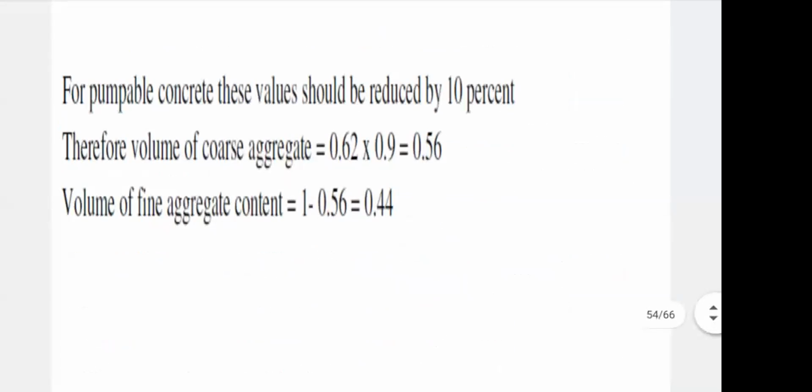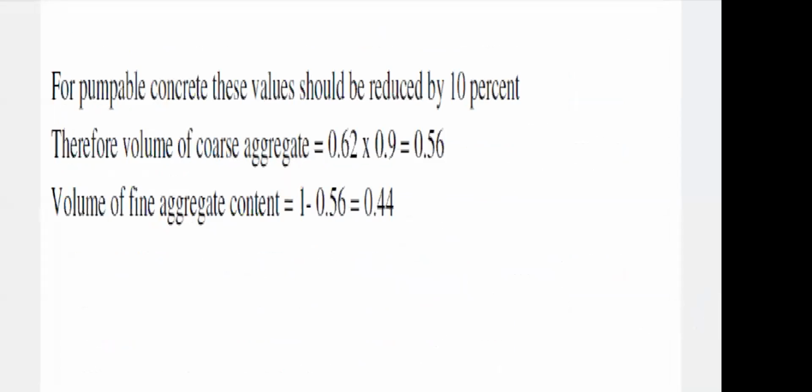For pumpable concrete, this value should be varied by 10%, because in the problem it is given for M40 pumpable concrete. If you are given an M40 pumpable concrete, then you must follow this step. The volume of coarse aggregate, reduced by 10%, is 0.62 into 0.9, because 100 minus 10% is 90%, that is 0.9.